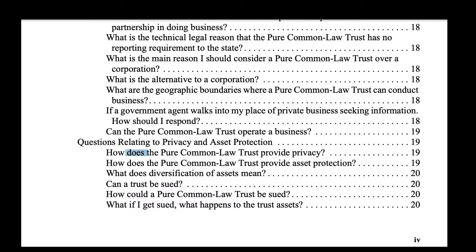How does the pure common law trust provide privacy? How does the pure common law trust provide asset protection? What does diversification of assets mean? Can a trust be sued? How could a pure common law trust be sued? What if I get sued? What happens to the trust assets?